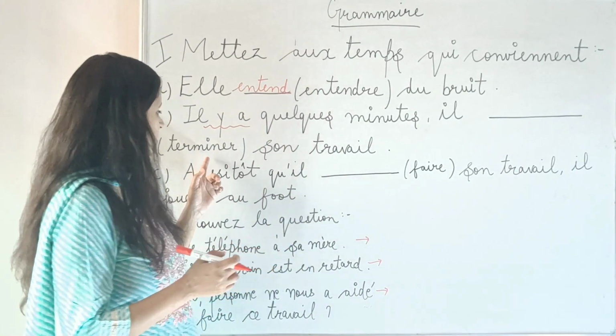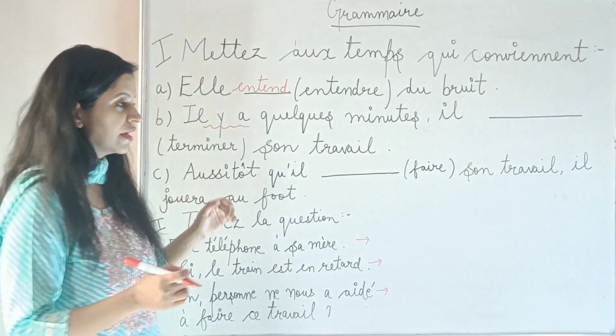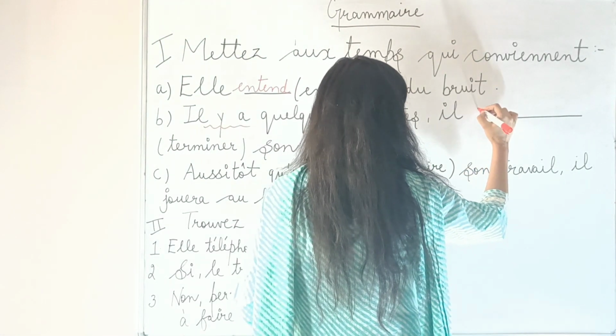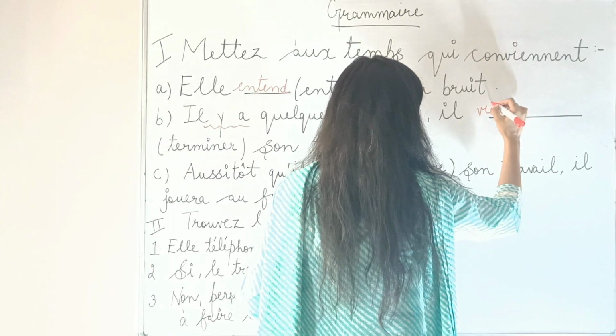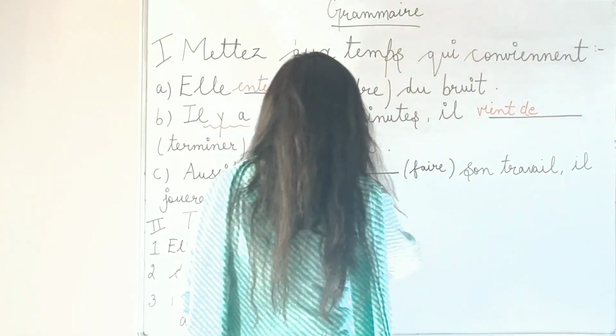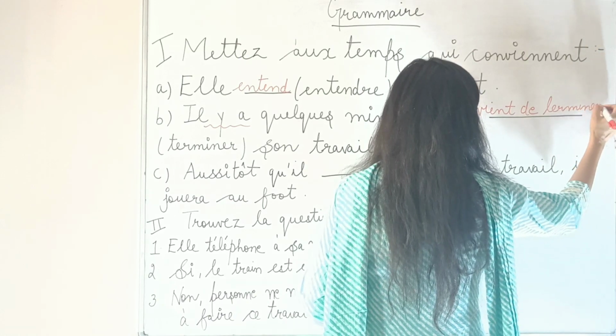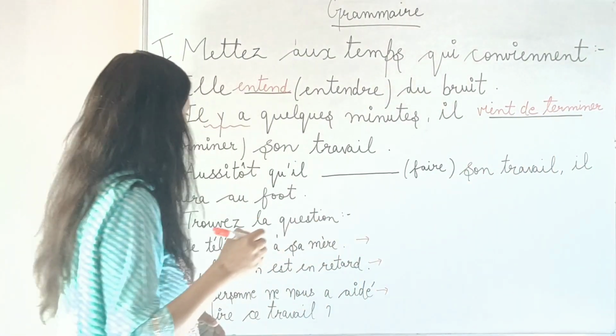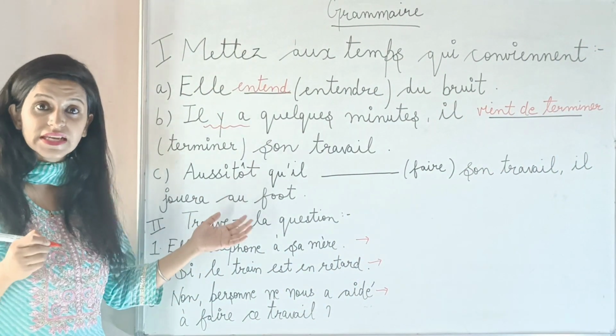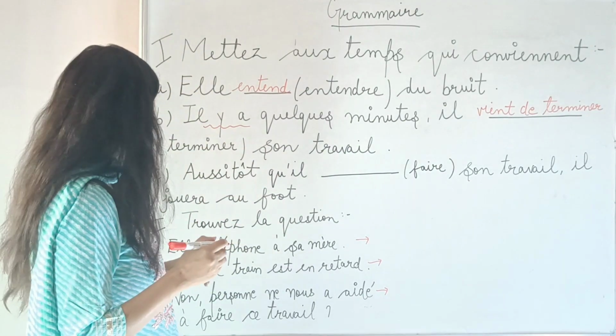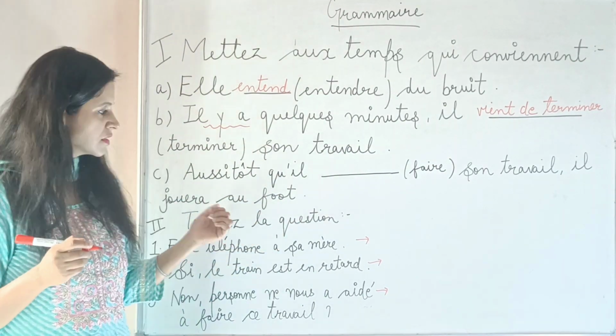And how do you write passé récent? The verb is terminer. So we write the venir verb first. Il vient de, and the verb has to go in the infinitive form and it becomes terminer. Il vient de terminer son travail. He recently finished his work. Let's move ahead to the last part.